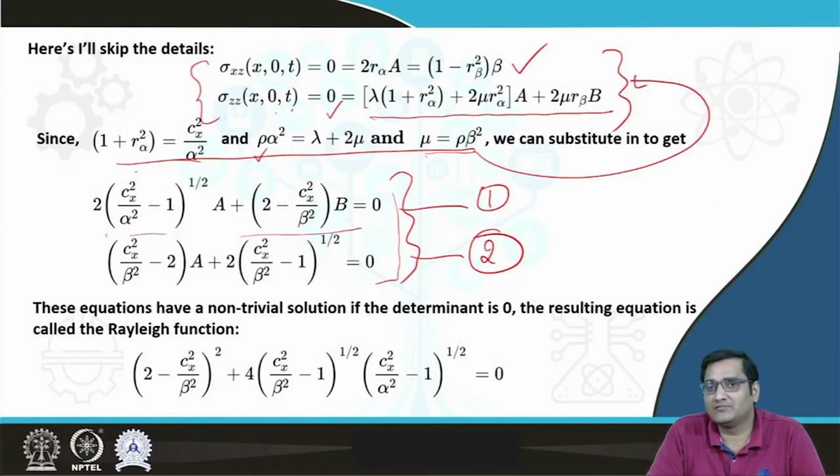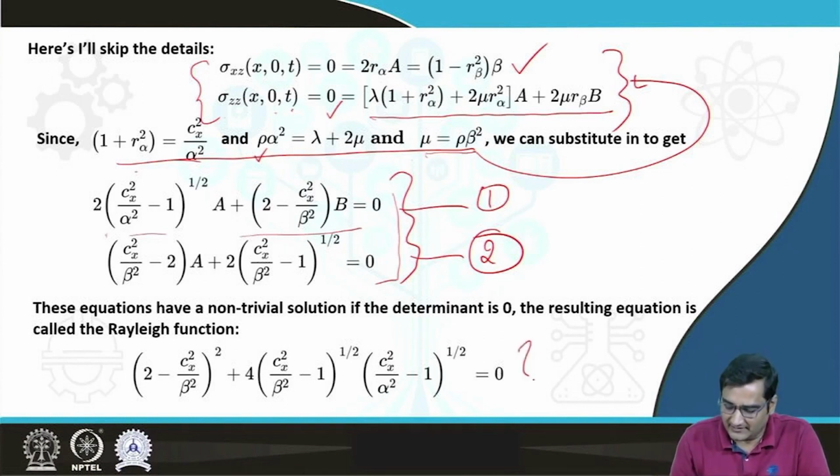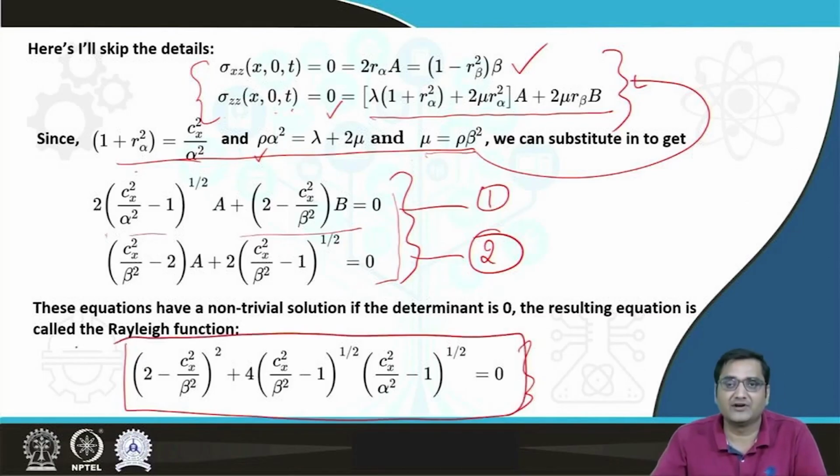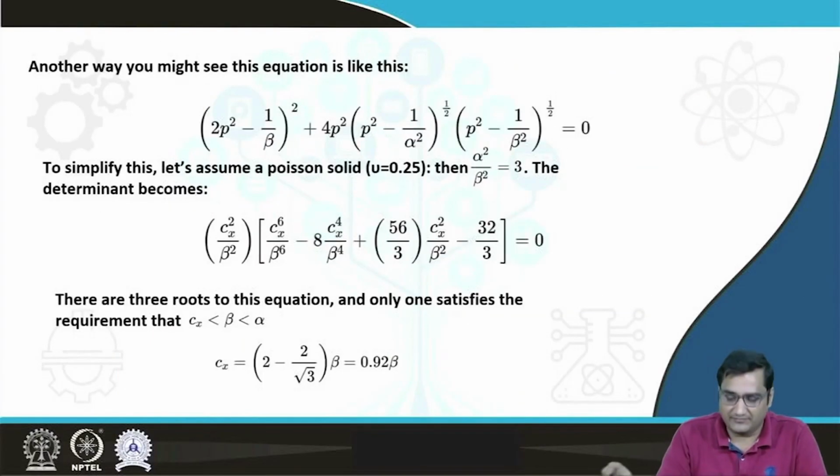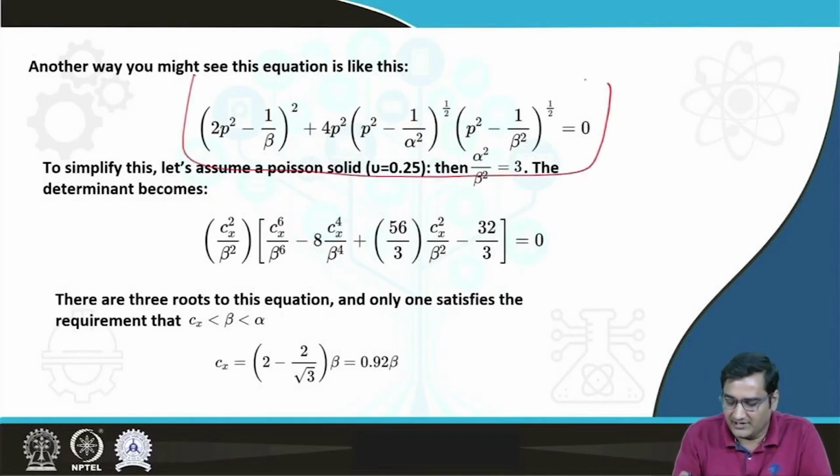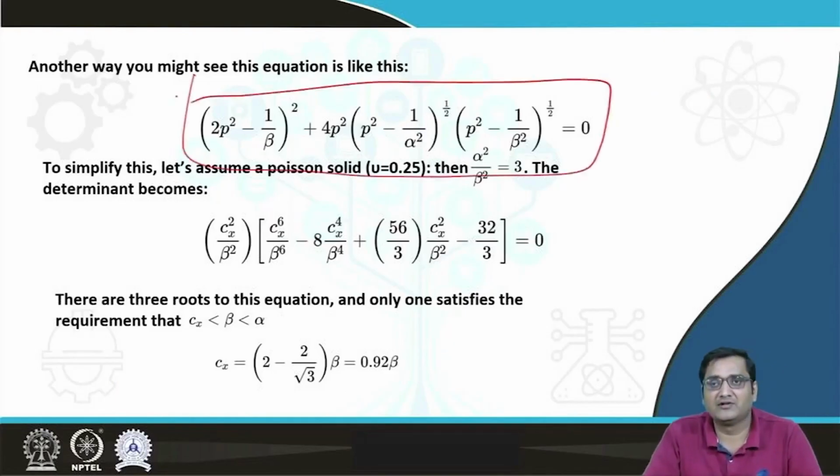In order to have a non-trivial solution of this system of equations, the determinant should be equated to 0. When you do so, the resulting equation that you get is known as the Rayleigh function. Remember that this equation is known as the Rayleigh function, and it can also be written in another form in terms of p, alpha and beta.